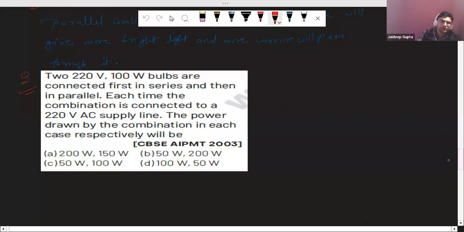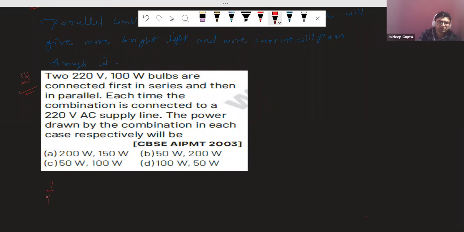Now, how to do it? In series, the formula is 1 over P equivalent equals 1 over P1 plus 1 over P2, that is 1 over 100 plus 1 over 100. So P equivalent will be 50. This is in series. Fine. In parallel, we have to sum up directly, that is P1 plus P2, that is 100 plus 100, 200. B is the answer. Correct. Let's move further.